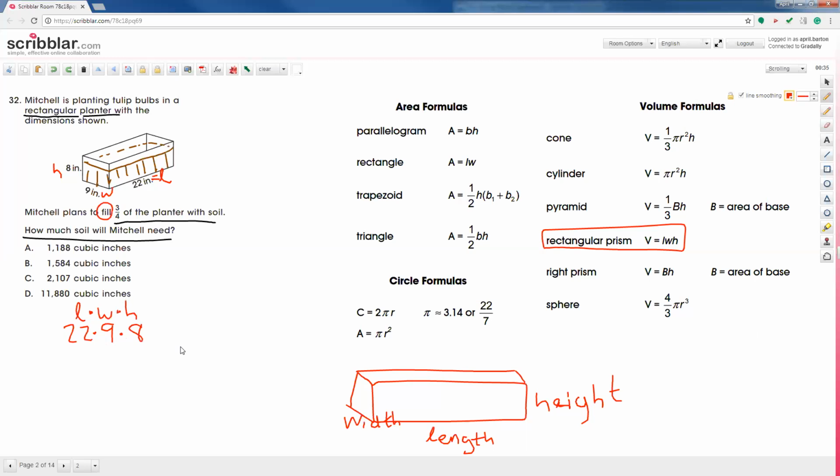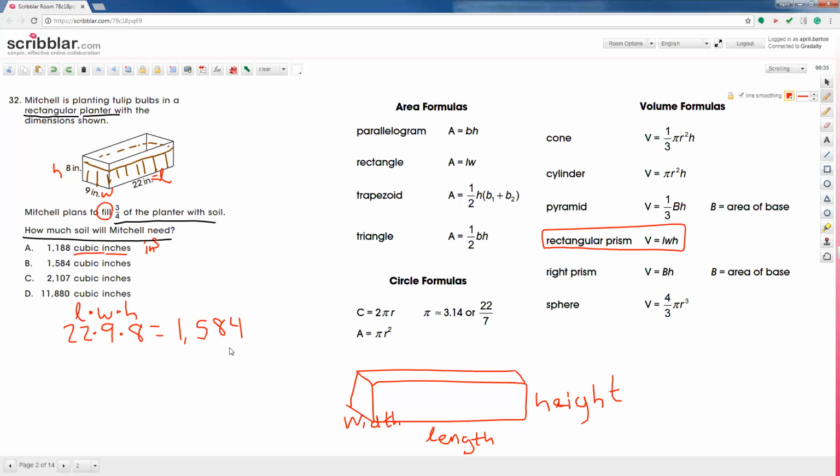You are allowed to use a calculator on the OGT, and they usually provide it. So when you get to a problem like this, just plug it into a calculator. I have a separate one that I'm typing it into right now, and that gives us 1,584. Now, just like area, we knew something was area because it was square units. For volume, they would use the word cubic. Since it's a volume, we use cubic inches, or they could have written inches cubed.